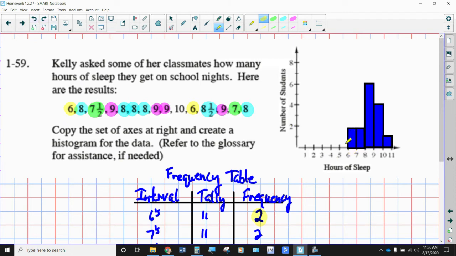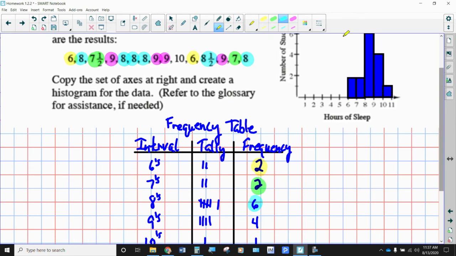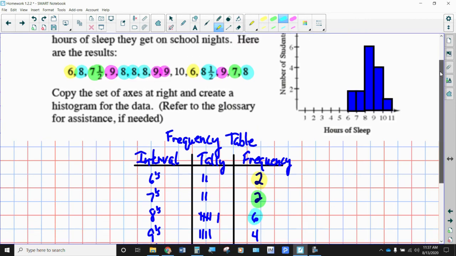Notice how nobody was less than 6 hours, so those are all blank. How many people were in the 7-hour range? 1, 2. So there's 2 of them there. How many were in the 8-hour range? That was 1, 2, 3, 4, 5, 6 of them. So we make sure that bar goes up to the 6, and then we had 4 in the 9 range. There's the 4, and only 1 in the 10-hour range. Who in the world is getting 10 hours of sleep? That's incredible.